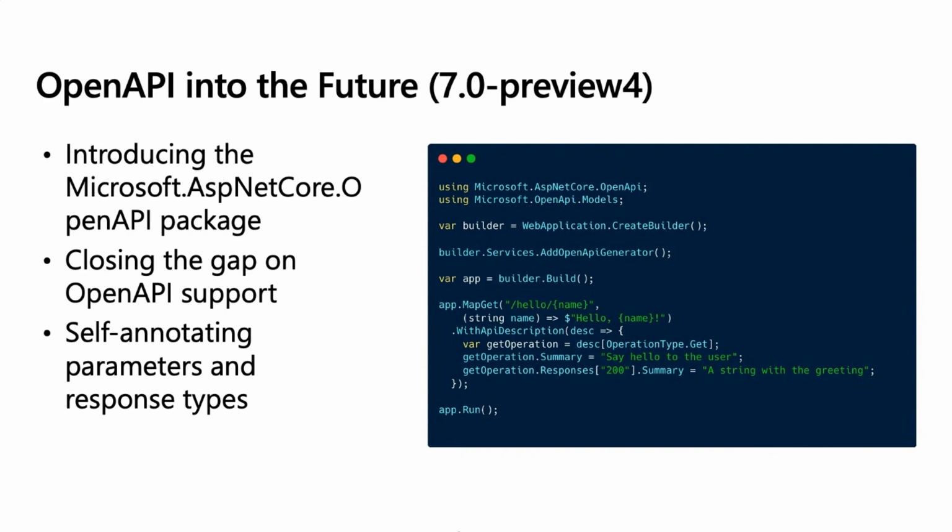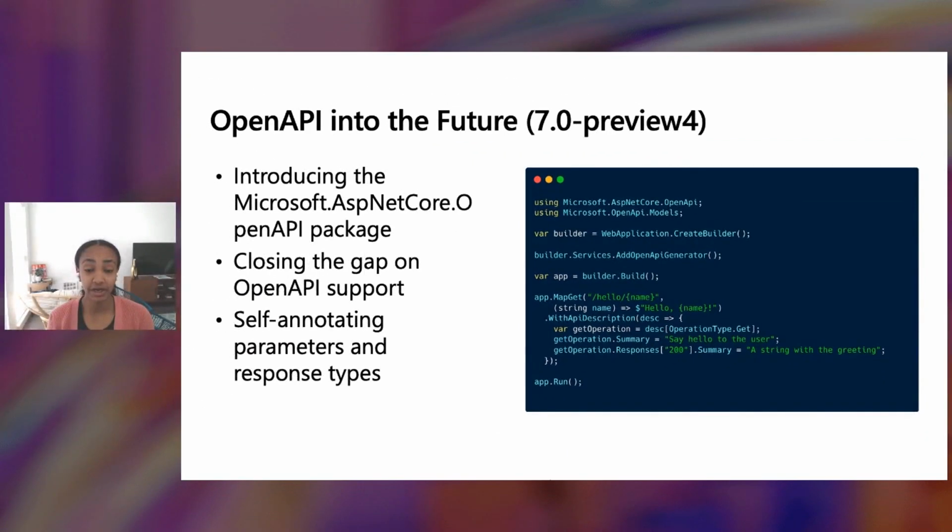I can edit the parameter's type. I can edit the requiredness of the parameter. Anything that's supported by OpenAPI is supported with this experience. So that's pretty darn neat. And you can try this out as far back as the 7.0 Preview 4 SDK, trying out this experience by including the Microsoft ASP.NET Core OpenAPI package in your application.